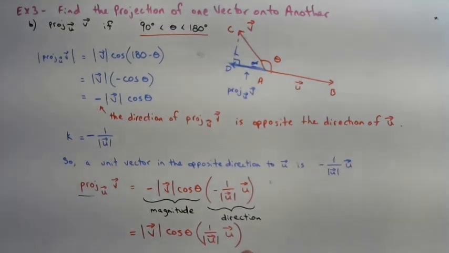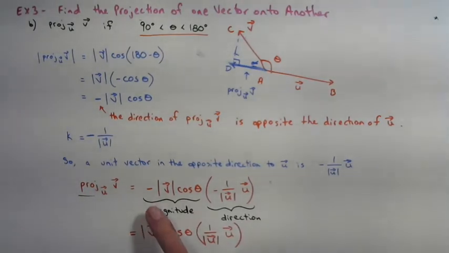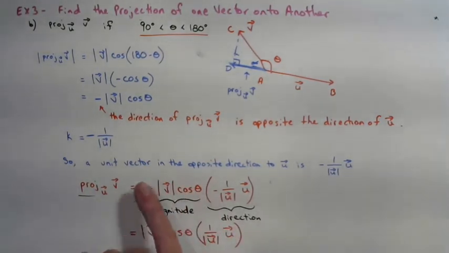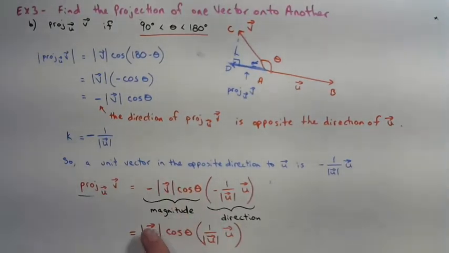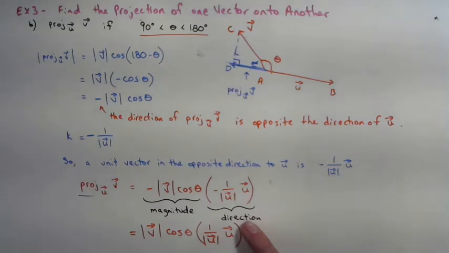But if you're just talking about the magnitude, or you're just talking about the direction, then that negative sign is incredibly important because you'll only have one negative factor in the magnitude discussion and one negative factor in the discussion with regard to the direction of this projection.